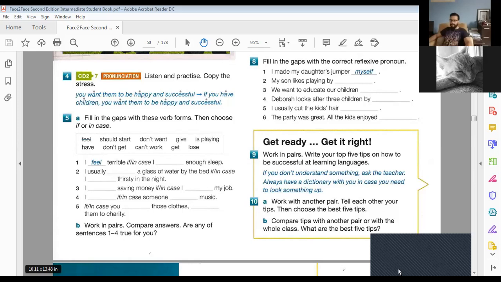They shouldn't put too much pressure on them. If parents want their children to be happy, they shouldn't put too much pressure on them.